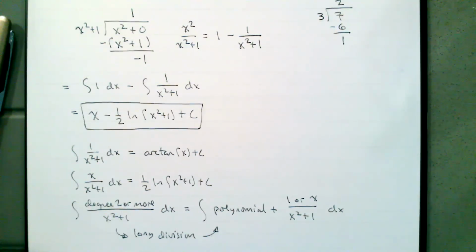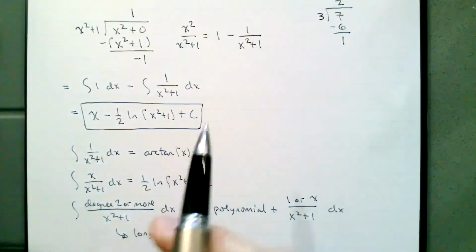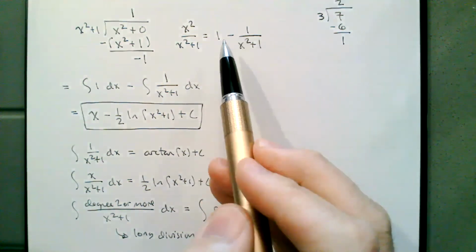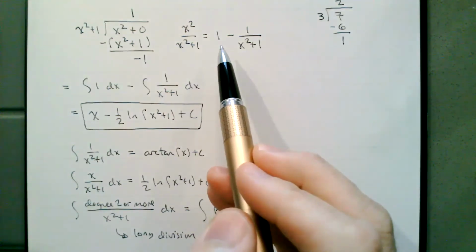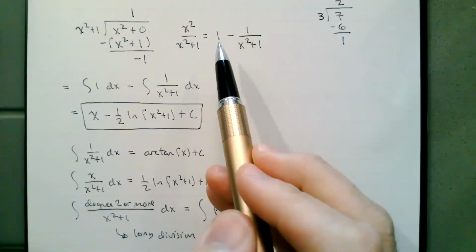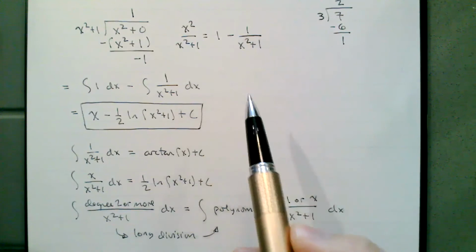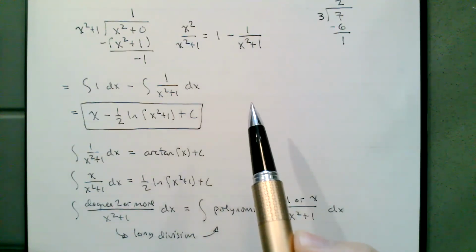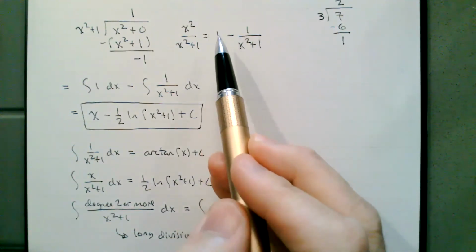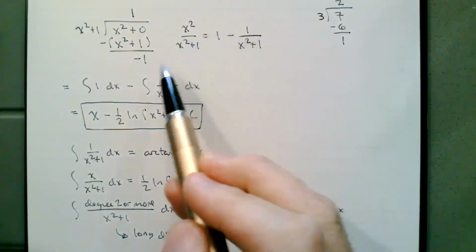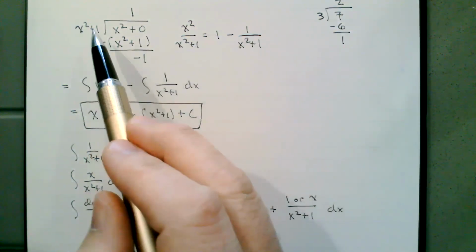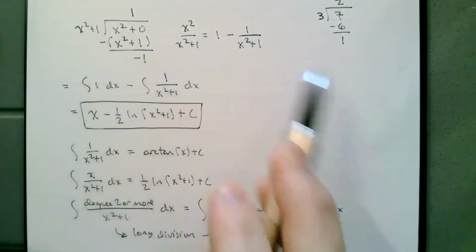I'm kind of confused about the 1 to the -1 over x squared plus 1 part. Is it 1 minus 1 over x squared plus 1? Yes. That's not a coefficient. That's a constant term. We're subtracting this fraction. This is the whole number part, 1, minus, and then the remainder is -1 over x squared plus 1.